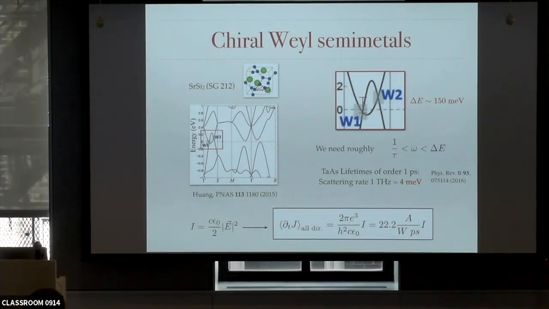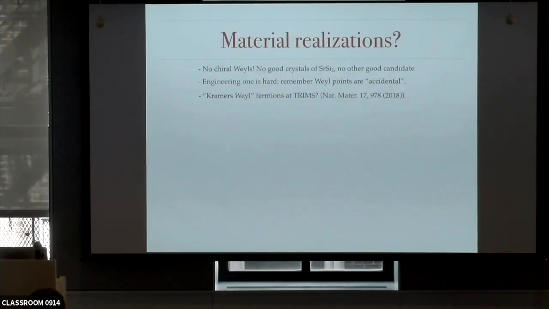Okay, so this is how it would work in this strontium disilicide, which does not exist. Four years later, this material doesn't really grow, and we don't really have any other good candidates. Engineering one is hard because Weyl points are, in principle, accidental. They can occur anywhere in the Brillouin zone, and there's no way to predict where they're going to end up in general.